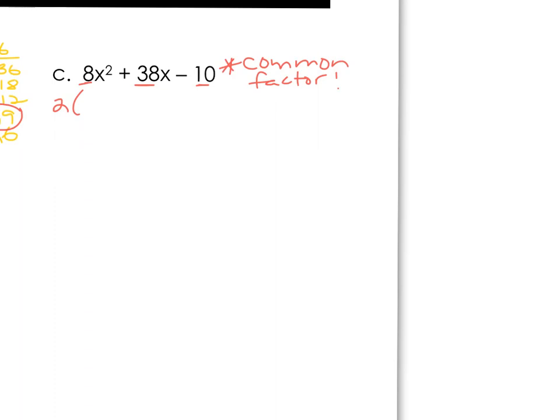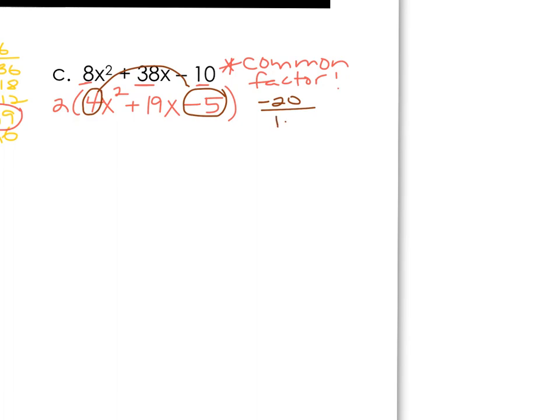If we factor out that 2, it makes 8x squared smaller, all the way down to 4x squared, plus 2 goes into 38x, we would have 19x left over, and then 2 goes into negative 10, negative 5. Now we have 4, 19, and 5. Nothing factors out of those three coefficients. We're ready to do a times c, split to get b. A now is 4, and c is negative 5. If we multiply those two, we get negative 20.